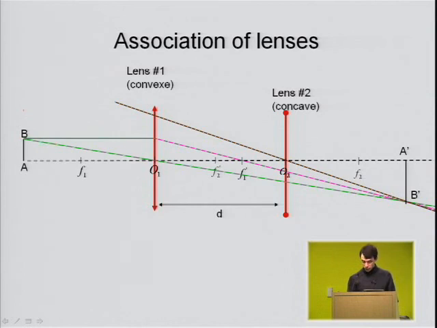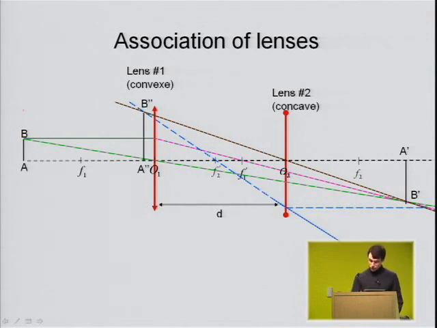A ray parallel going through O2 is not deviated. This ray should go through B prime, going through F2 prime. Here's the image. So it's just another example, a lot more confusing than anything that we've ever done before.